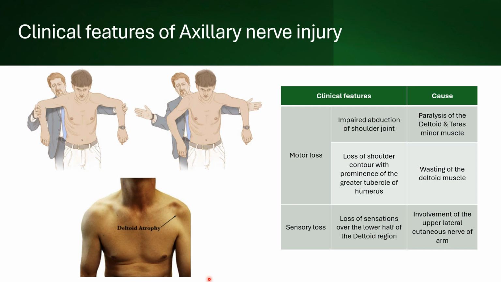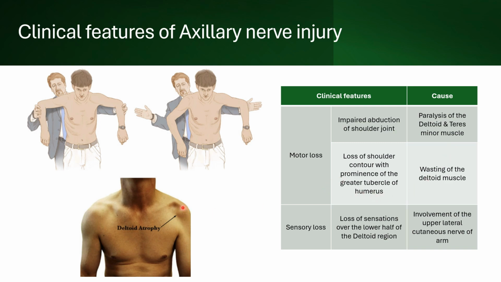So since axillary nerve has both motor supply as well as sensory supply, in its injury we see both motor loss as well as sensory loss. So the motor loss is in the form of impaired abduction of shoulder joint, which is due to the paralysis of deltoid and teres minor muscle.